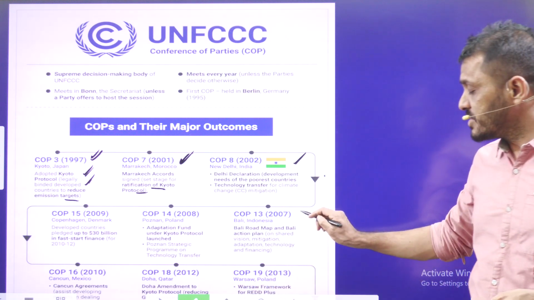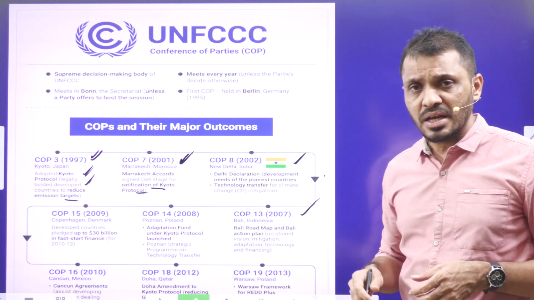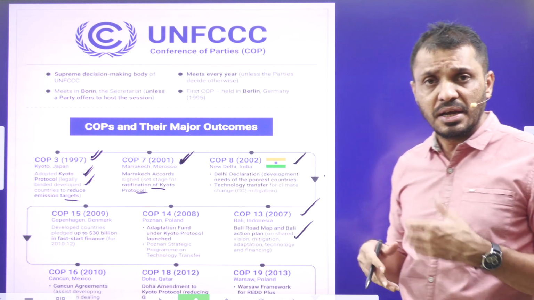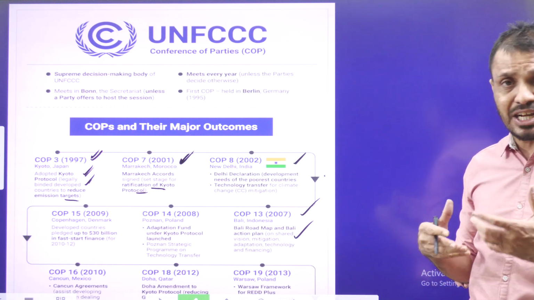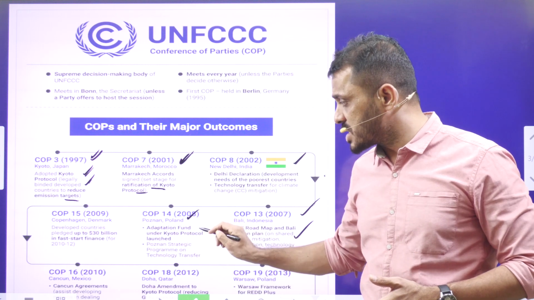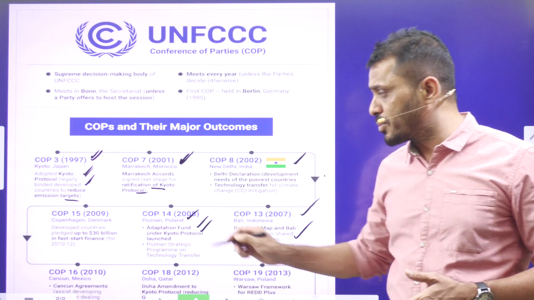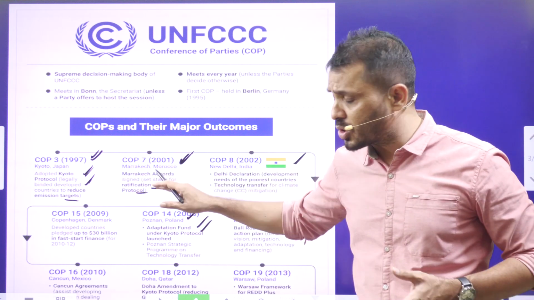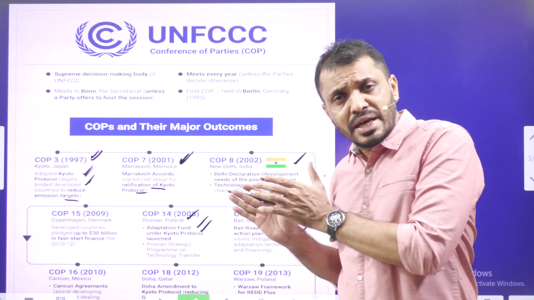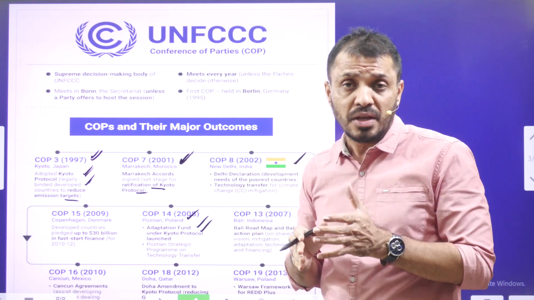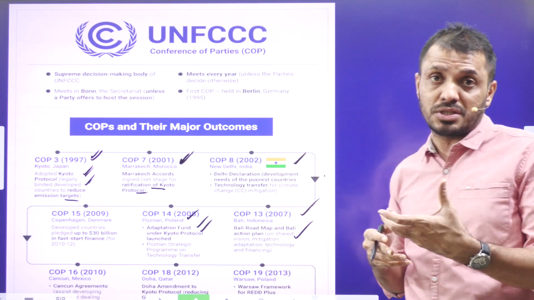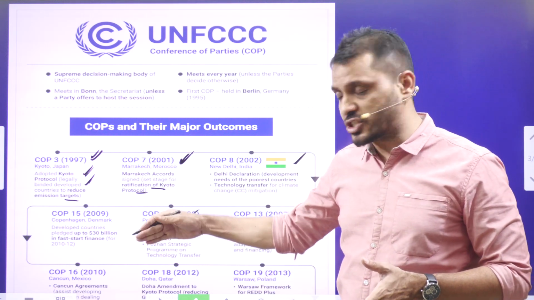Then COP13, which was held in 2007, Bali, Indonesia. This is popularly known as the Bali Roadmap and Bali Action Plan. This is regarding mitigation, adaptation, technology and financing. Those are the things they discussed. COP14, 2008, Poznan, Poland. Adaptation Fund under the Kyoto Protocol launched. Okay, under the Kyoto Protocol, how to adapt to changing climate. Of course, the extension of that adaptation fund is what we are now following as the loss and damage fund.